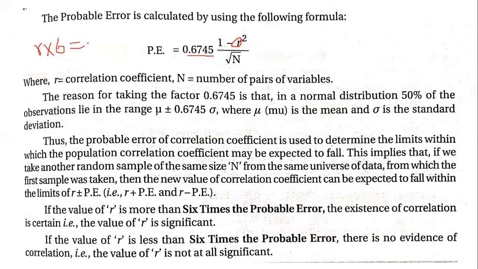Okay, if r is more than 6 times the probable error, it means r is significant. Again, if r is less than 6 times the probable error, then there is no evidence of correlation, so r is not significant. Now, using probable error, this is how we will be concluding if the r value is significant or not significant. Okay, so we'll start with the first problem.